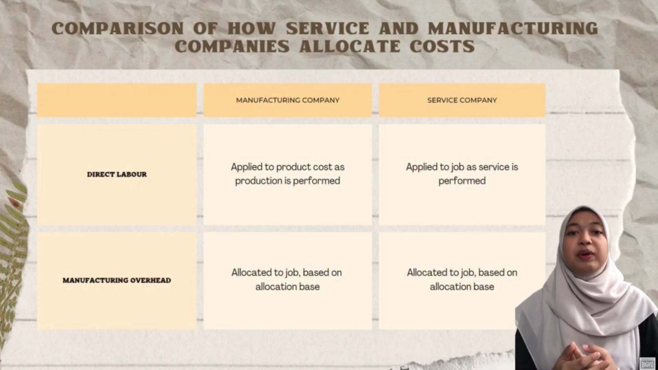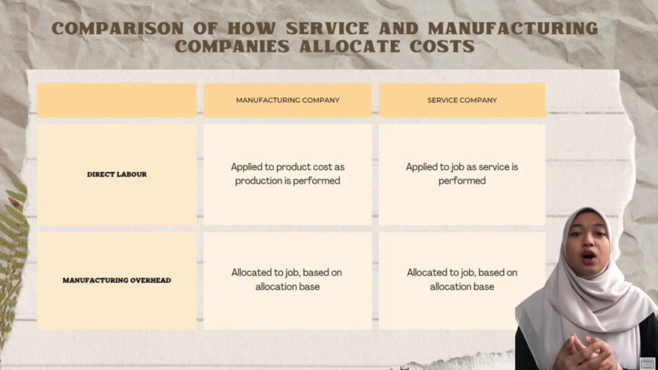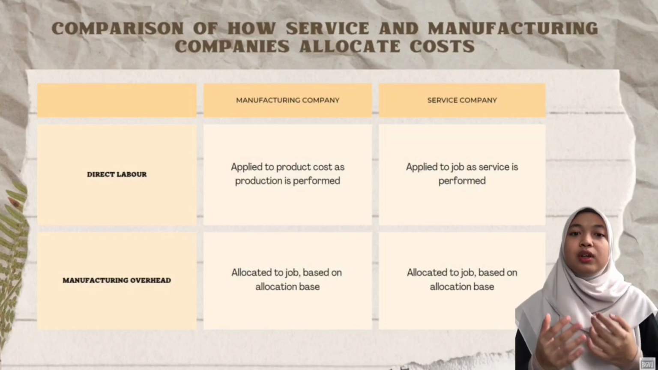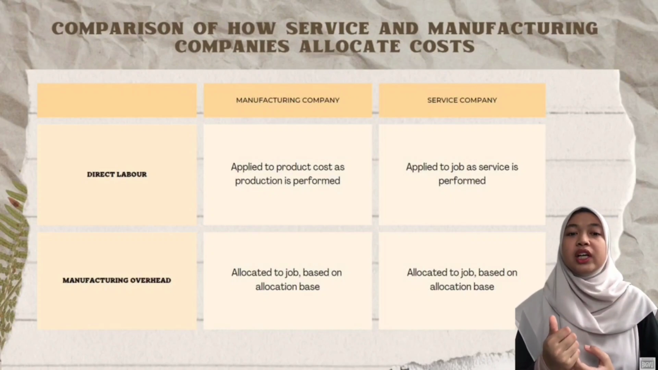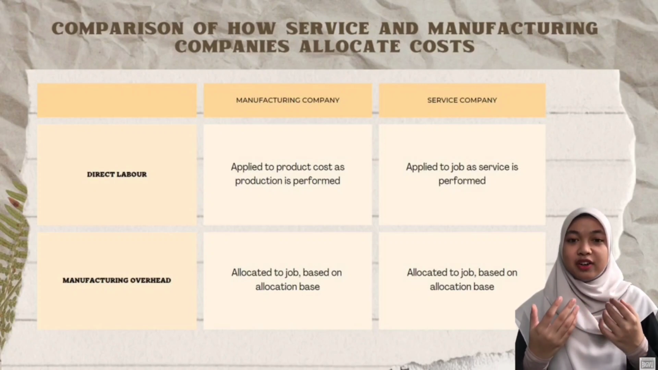The last one, manufacturing overhead. The overhead costs might be similar within service companies and manufacturing companies. In a service organization or a manufacturing company, overhead is typically driven by direct labor hours, or direct labor cost is the common allocation base. Most companies allocate the manufacturing overhead using the predetermined rate to calculate actual manufacturing overhead costs.